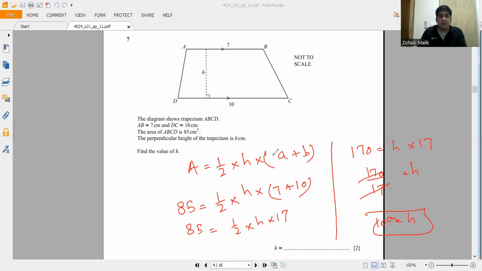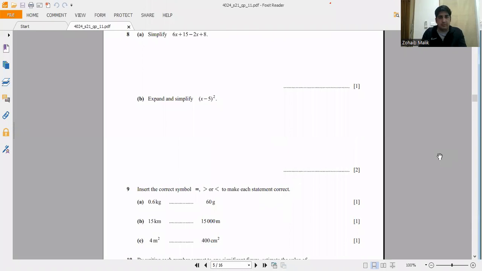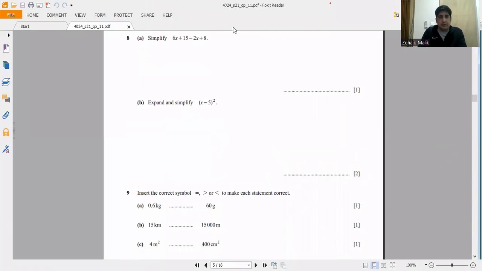Okay, let's move to the next question. This is very simple algebra. Question number 8.